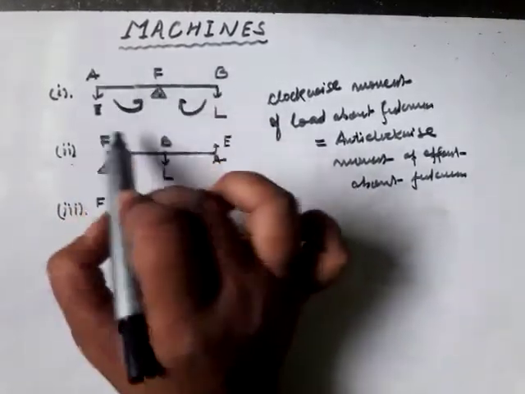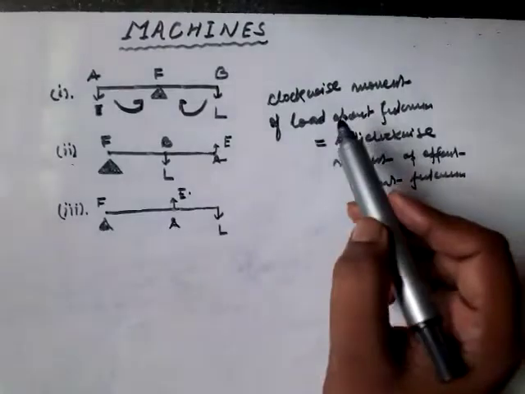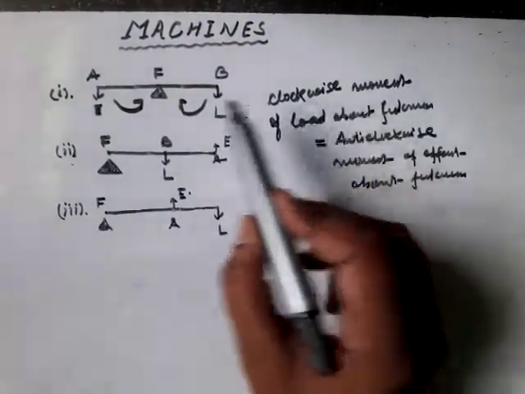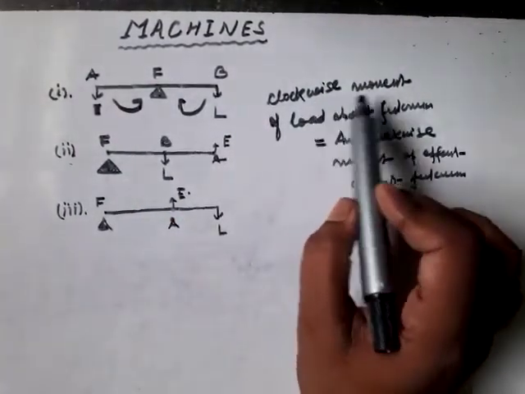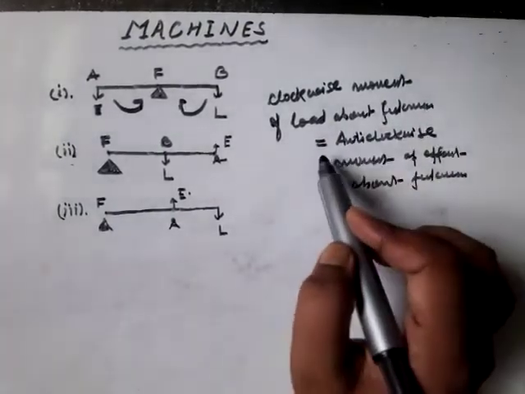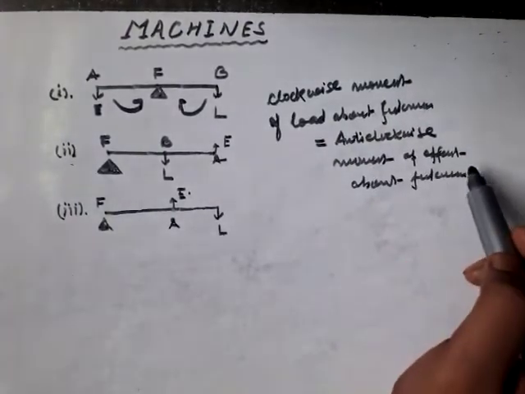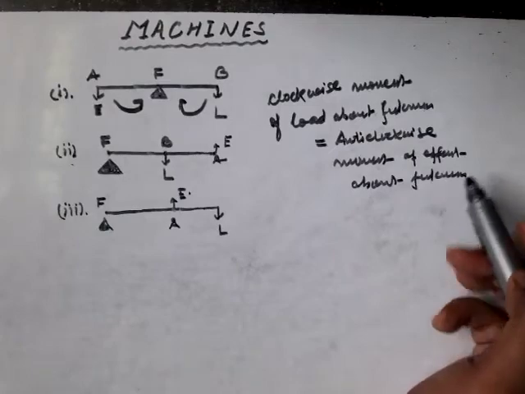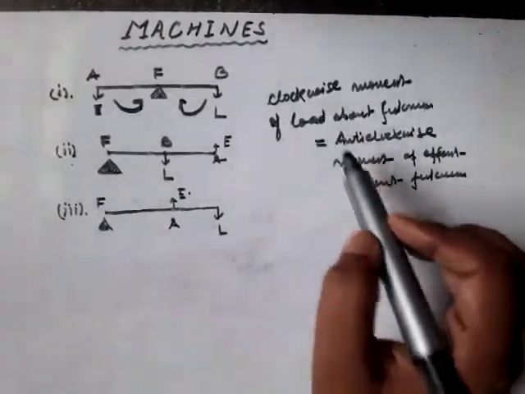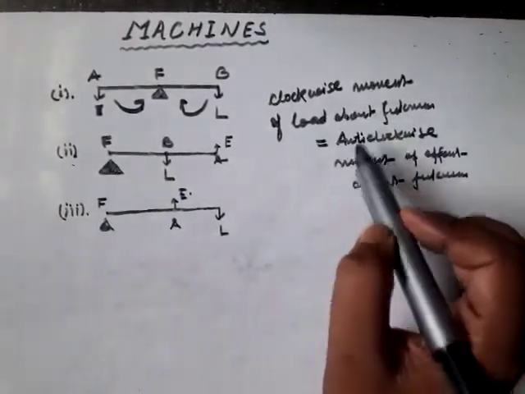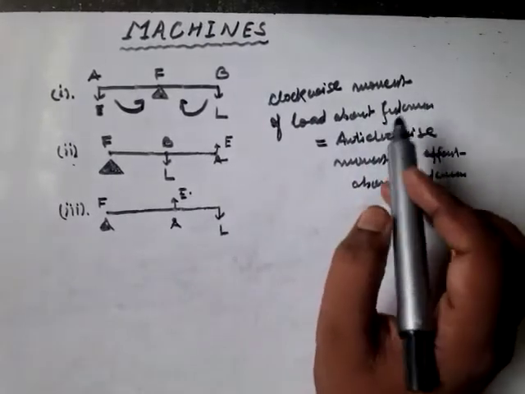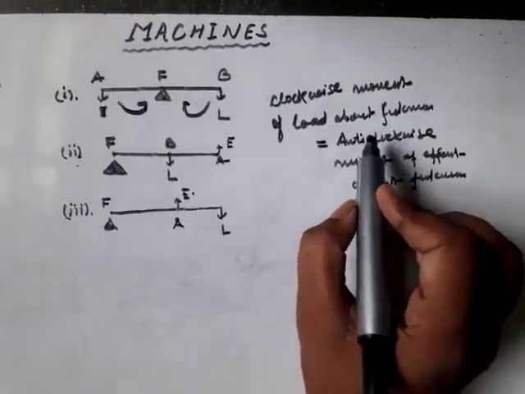And in order to find it in equilibrium condition, it always works on this principle: the clockwise moment of load about the fulcrum is equal to the anti-clockwise moment of effort about the fulcrum. So both conditions are necessary. Okay, it is required.